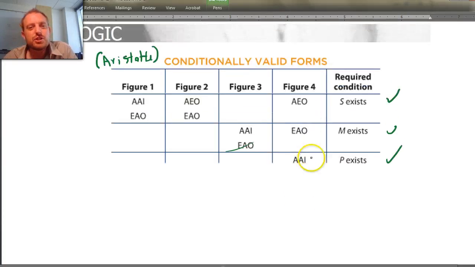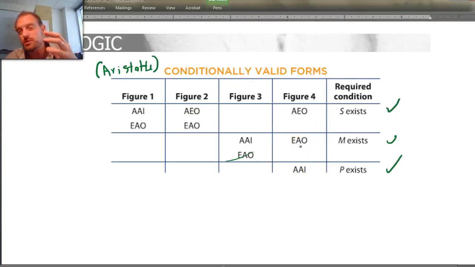So what you're going to have to do for this chapter is really just get used to determining what the figure and the mood are, putting things into standard form, and then determining whether or not they're valid by looking them up in the table. In our next section, we're going to throw out the table and start analyzing it a little more succinctly. And that essentially is what this chapter is about.